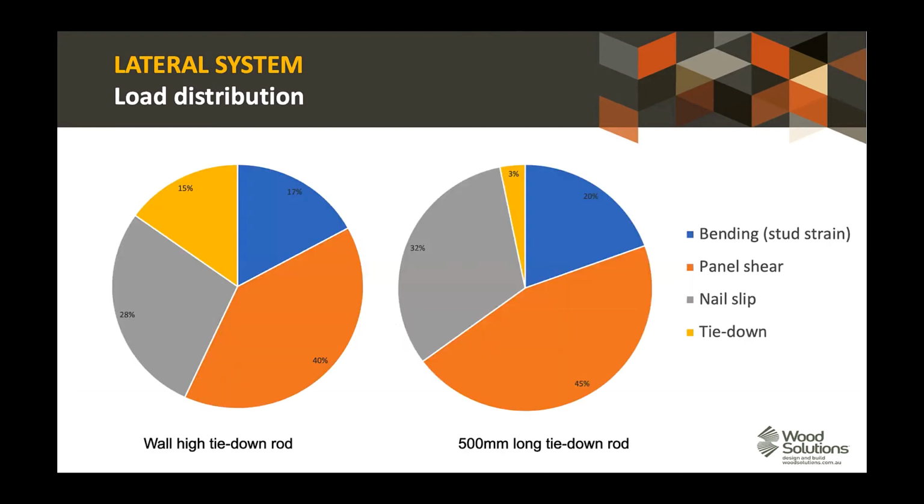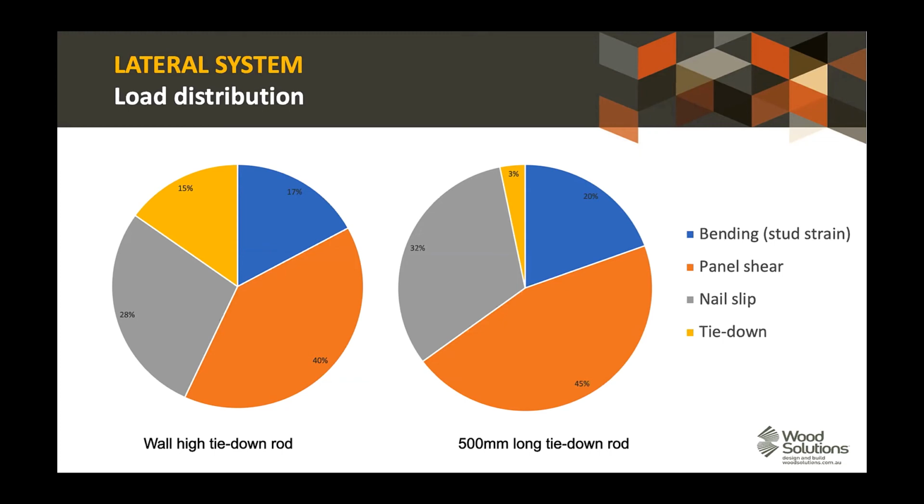And if we work through that in detail, we can see here for 2 different cases, and I've just picked 2 cases to show the significance. So panel shear accounts for around about 40% of the shear distribution at the top of the wall, and that can be increased by increasing your panel thickness, plywood thickness, for example. We then have nail slip, 28 and 32% respectively in these two, and again that can be increased by putting your nails closer or increasing nail diameter.